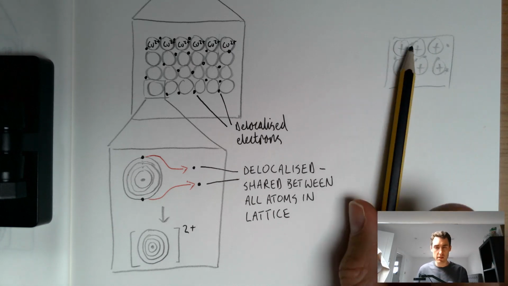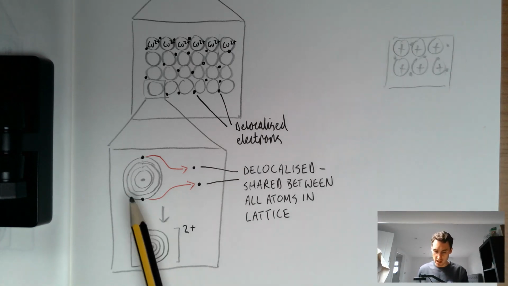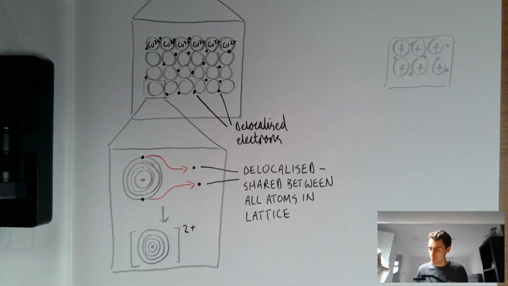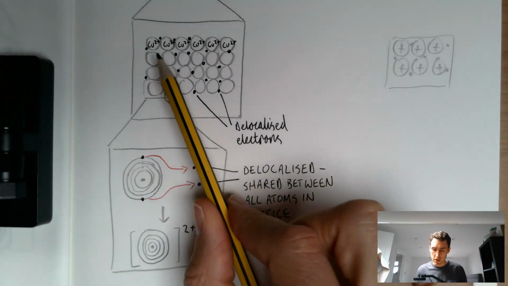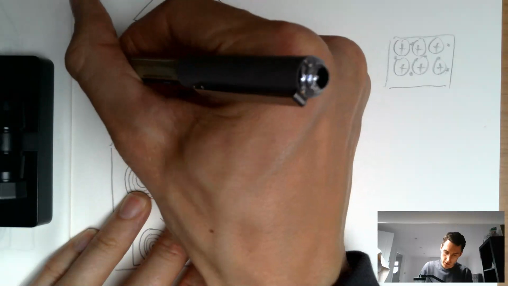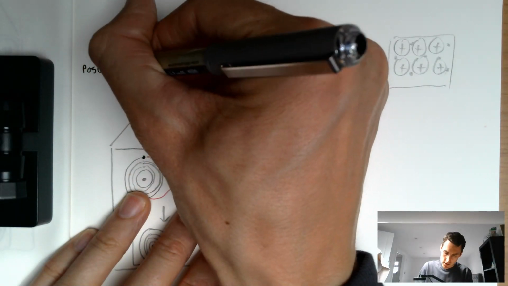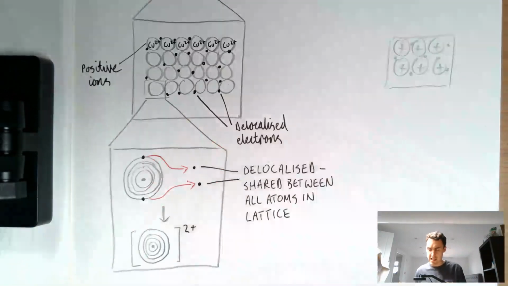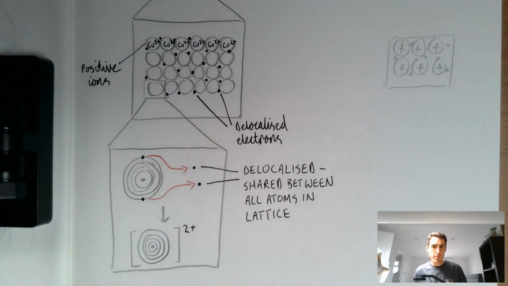Why these are positive and not neutral? Well, it's because they started out as atoms, but they donated their outer 2 electrons to be shared among all the other atoms, which we call delocalized, and therefore that's why you have these positive ions. I might add positive ions here, like this. So again, we're really just giving students a picture of why that is the case. So that's the structure. The final thing to do is just talk about the properties.